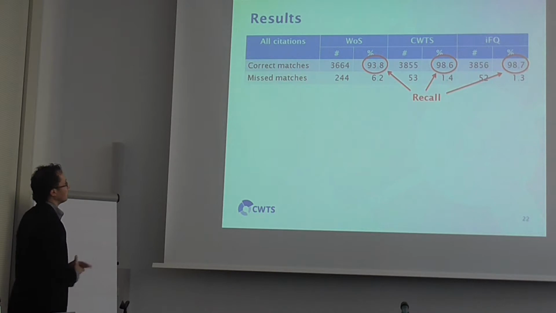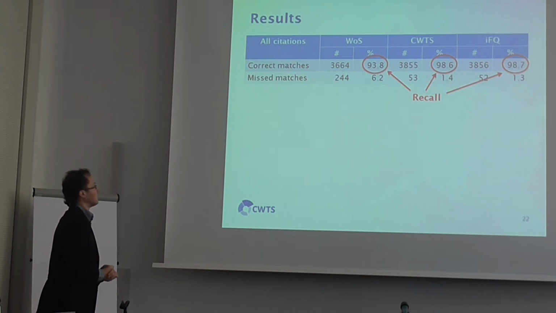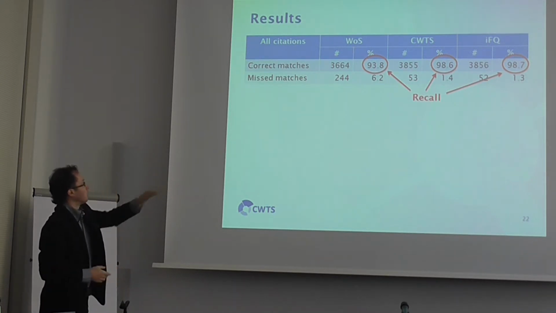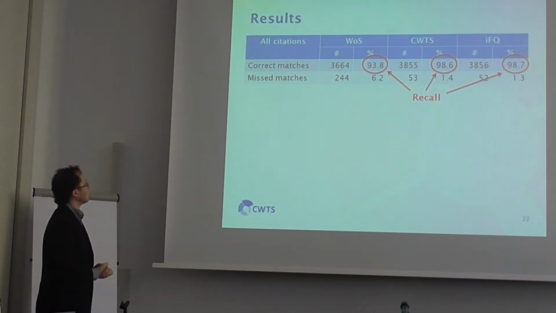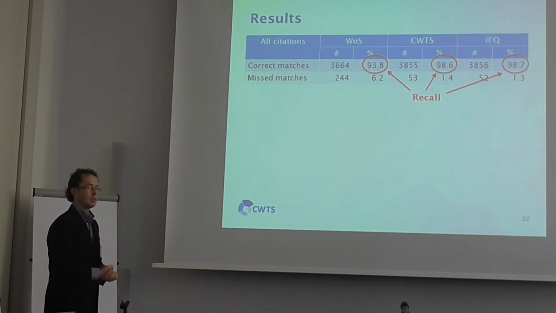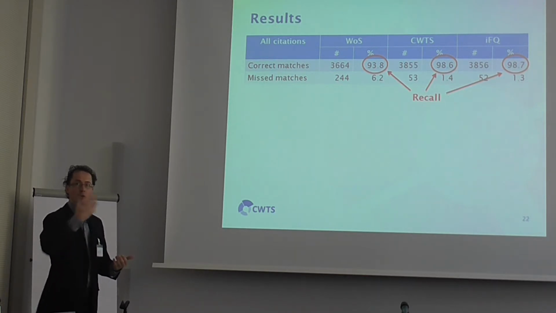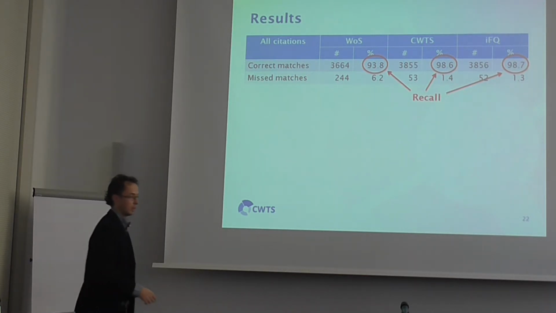So in the case of the CWTS algorithm, the recall is 98.6%. It means that 98.6% of all citations were correctly matched, were found by our algorithm. It's comparable to the result for IFQ, but for Web of Science we see that it is significantly lower. So in the case of Web of Science, there are a lot of cited references that are not linked to the target publications.